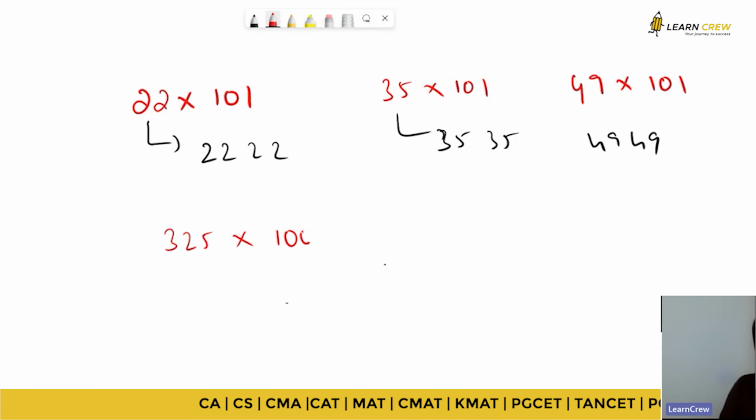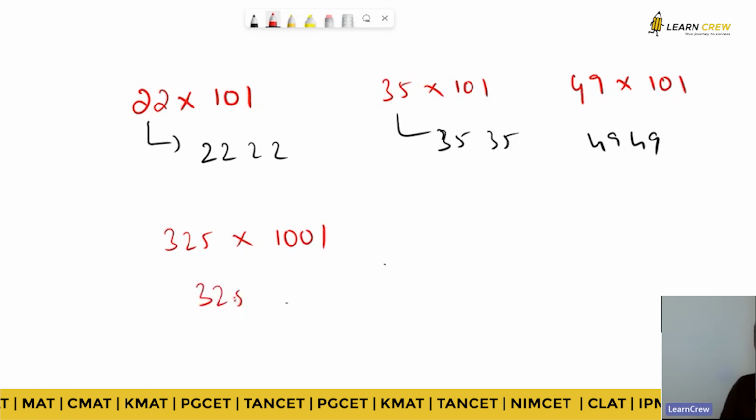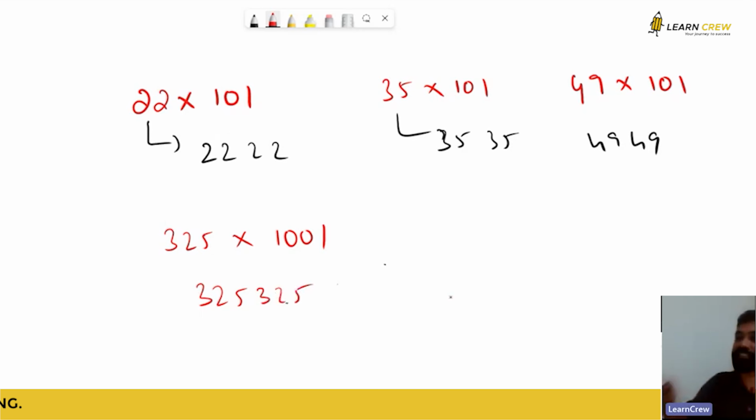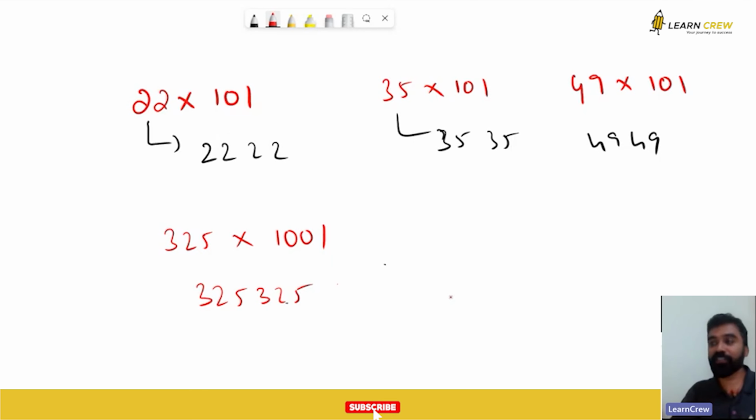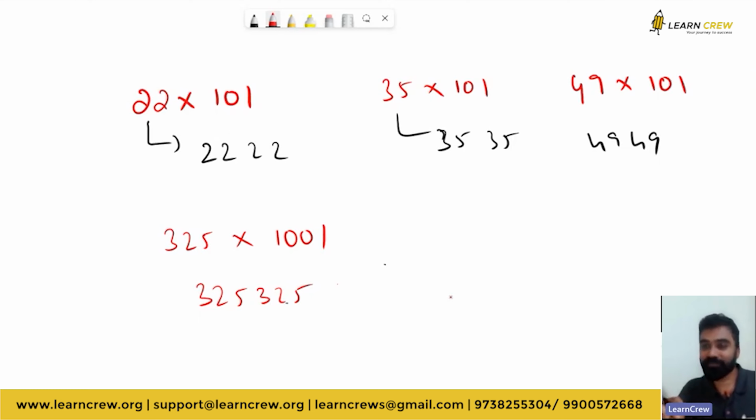So 325 into 1001 becomes 325325. So whenever it's a 3-digit number into 1001, it becomes 325, 325, 425, 425, something. If it's a 2-digit number, only if it is with 101, it becomes similar. That's it.